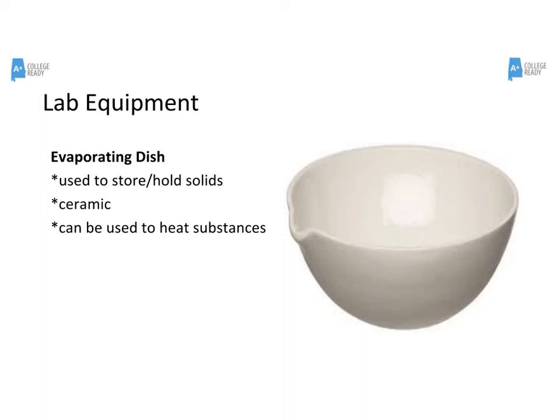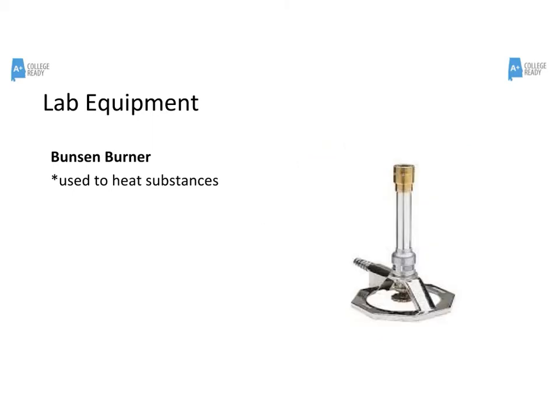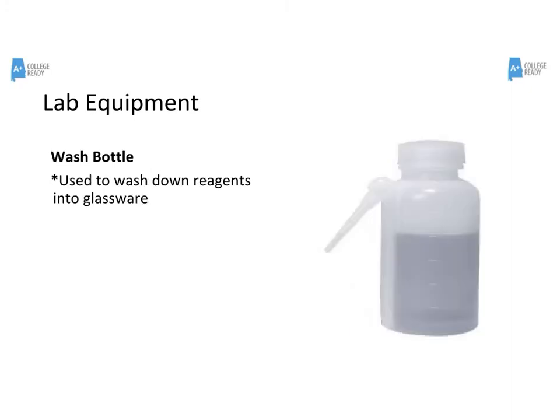The evaporating dish is a solid piece of lab equipment. It's a ceramic piece of lab equipment, and generally ceramics can withstand higher temperatures than glass. So evaporating dishes are often used to heat substances. The Bunsen burner is commonly used to heat substances in the laboratory. The wash bottle is used to wash down reagents into the glassware.